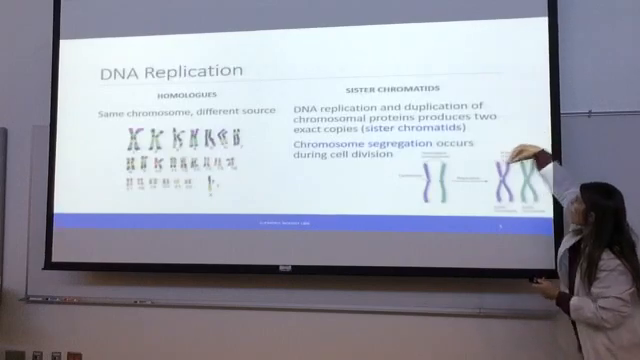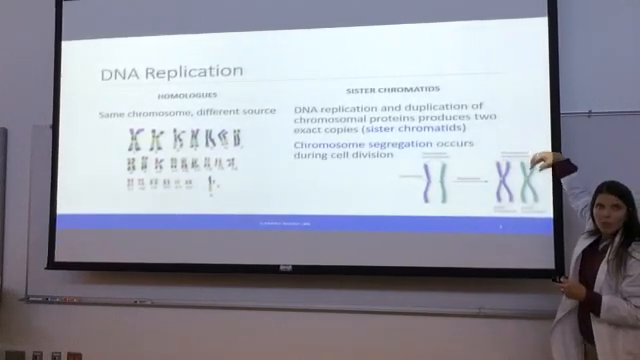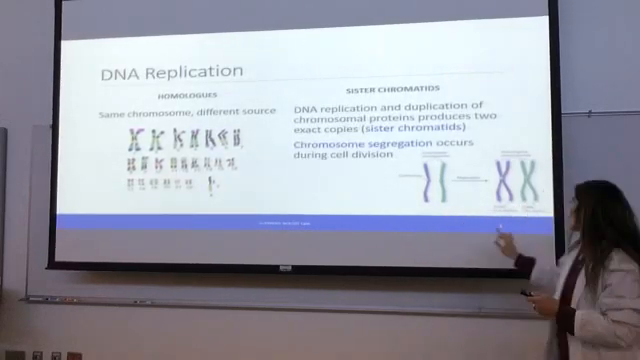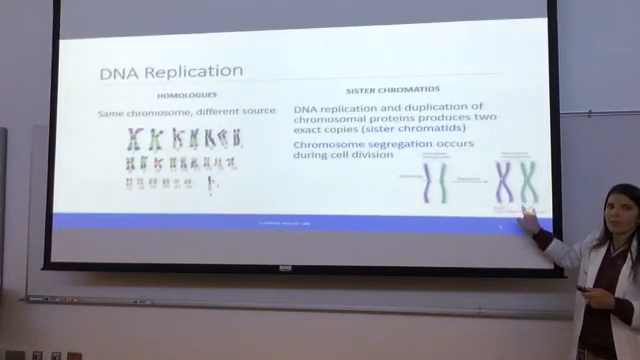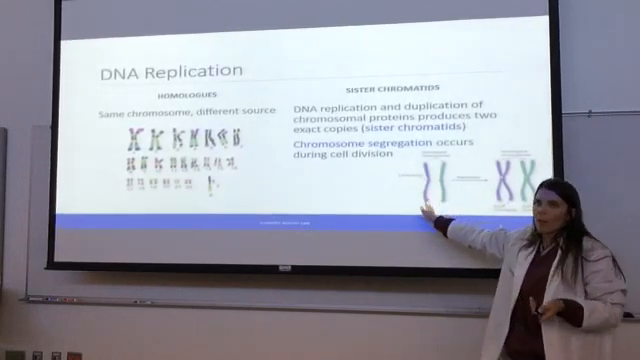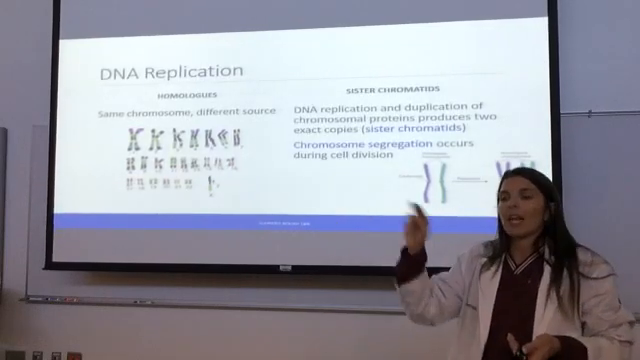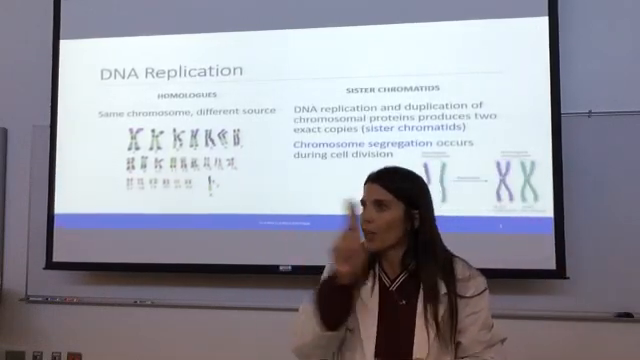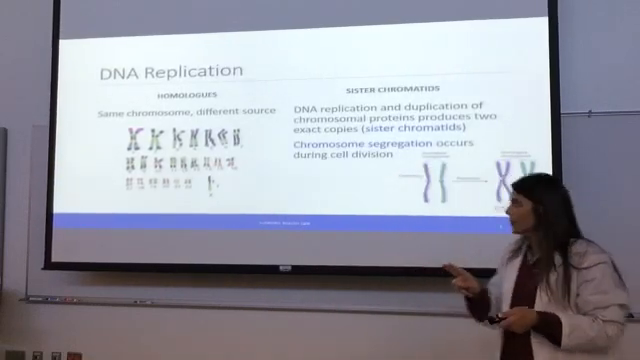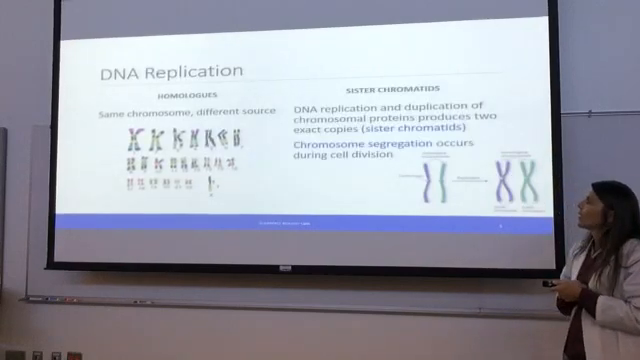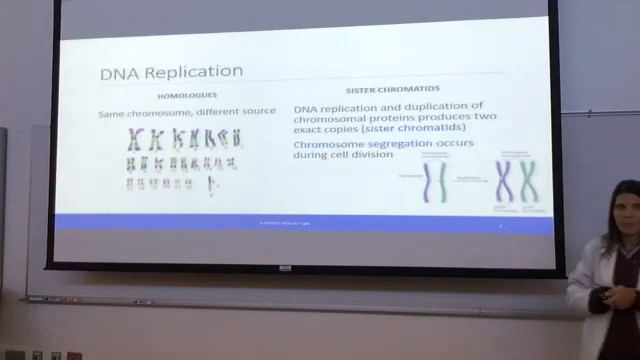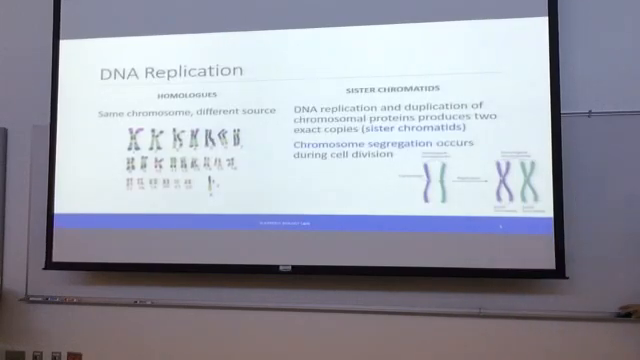Collectively, these are still homologous because they're still both chromosome 1. It's just that I made a copy of them. So the copies are called sister chromatids. Here I just have my homologous chromosomes, but once DNA replication occurs, you have 2 of each one, so they're called sister chromatids. Anybody confused on this terminology? Okay.